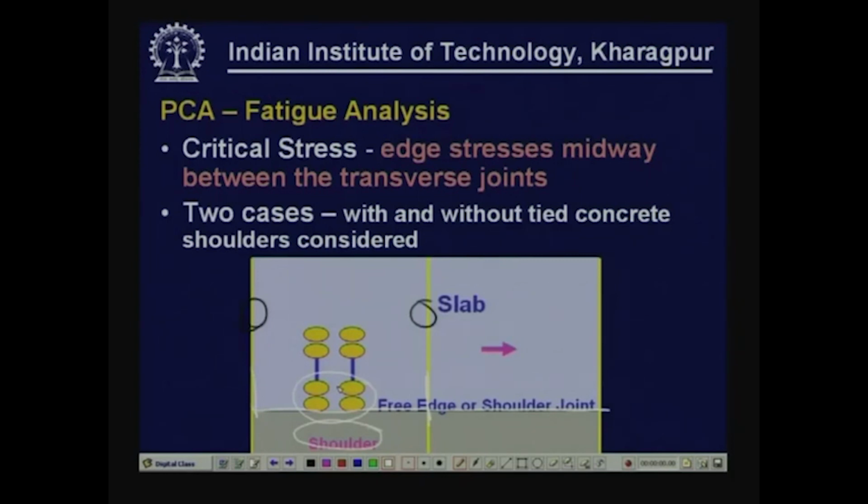There are two cases that we consider, with and without concrete shoulders. This is what PCA considers. There are two cases: there will be concrete shoulders tied to the main slab, or without tied concrete shoulders.